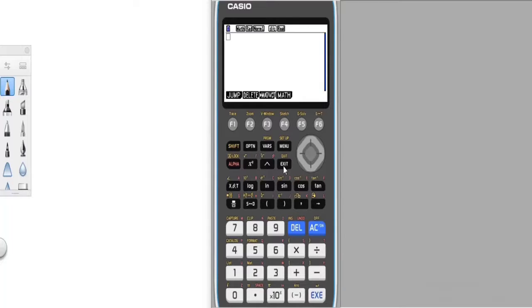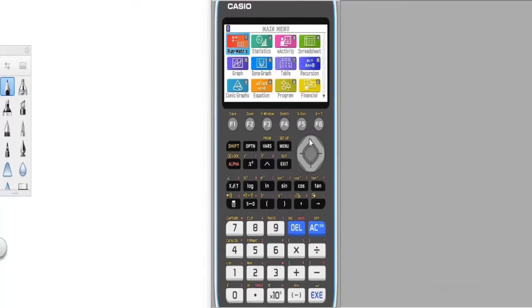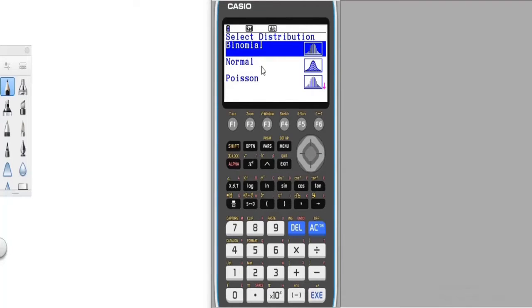One more thing, in case you want to solve problems involving normal probability distribution, or binomial or Poisson distribution. Yes, that's the correct function. What you have to do is go to menu and navigate to distribution in this calculator. When you get here, this is the distribution function. Press execute. As you can see, you have the various functions.